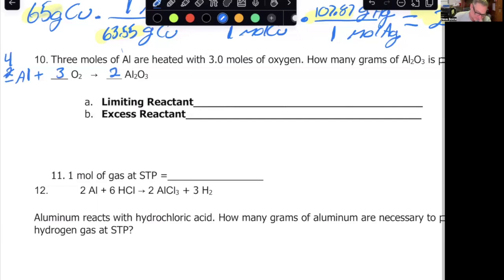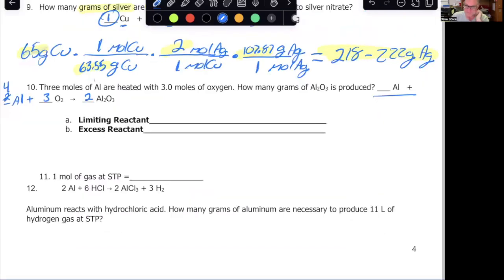Okay, now limiting versus excess. This is going to be a little bit different. So if you've kind of been spaced out because all the questions were the same, now we're going to do something a little different. So first off, I need to know which one can make more, which one can make less. If I run out of one ingredient of aluminum oxide, I can't keep making it. So if I run out of aluminum or if I run out of oxygen, I'm done. I've got limited and excess reactants.